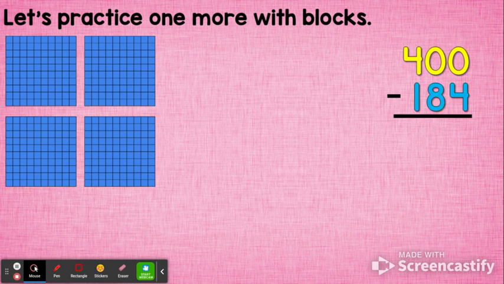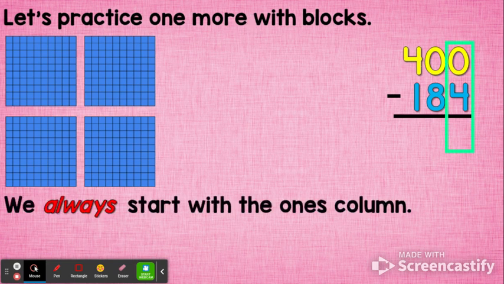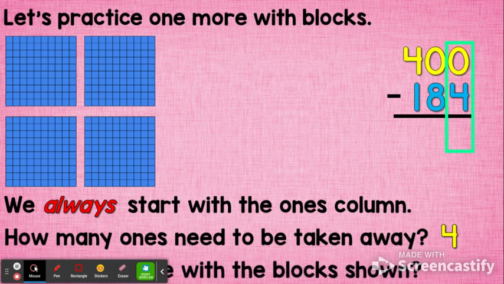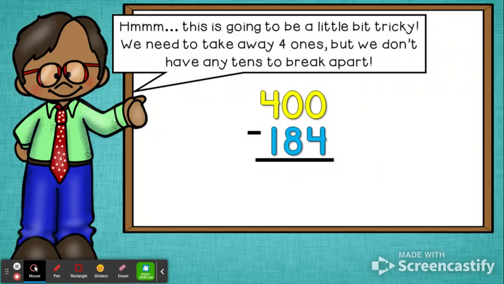So here are our 400 that we have. We always start with the ones column. How many ones need to be taken away? So we have 0 ones, right? I need to take 4 away. Can I do this with the blocks I have here? No. This is going to be a little bit tricky. We need to take 4 ones away, but we don't have any 10s to break apart.